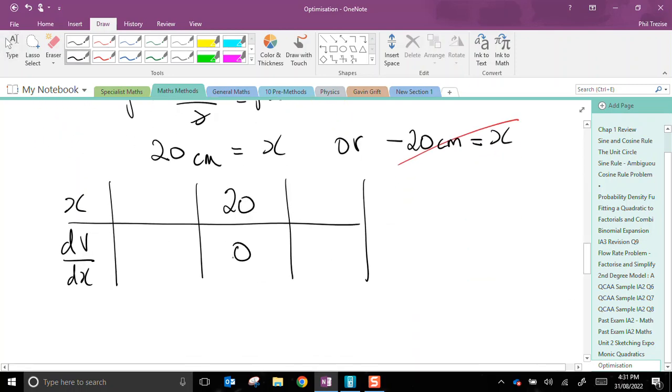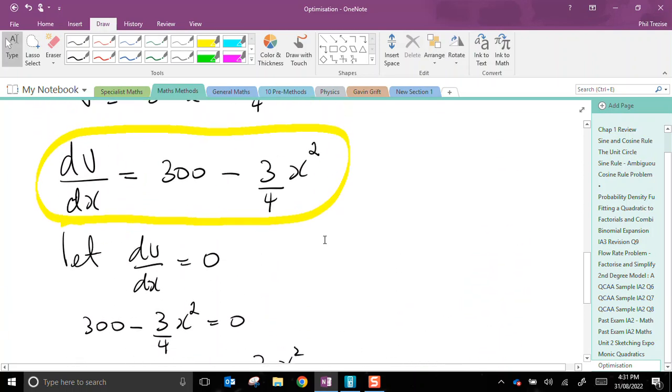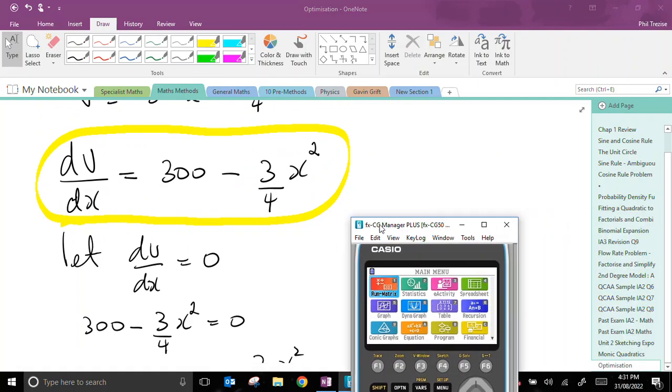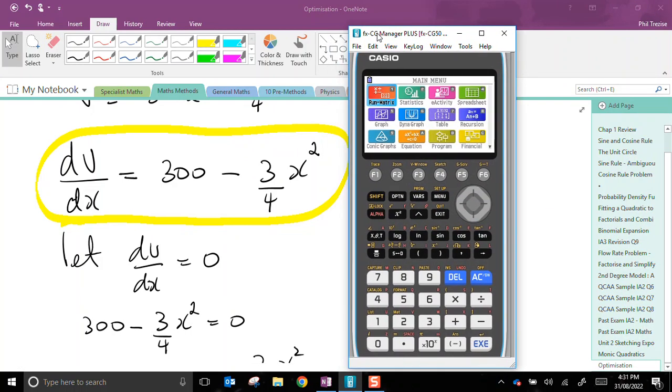Now I want to know what it's like a little bit to the left and a little bit to the right of the turning point. We don't have to go by very much. We could go to x equals 18, and we could go to x equals 22. Now that's going to be a bit more of a difficult calculation, so we'll bring our calculator into play, won't we?